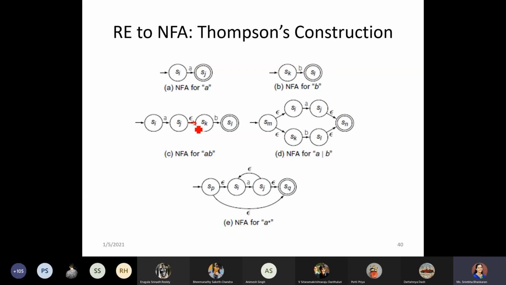Okay. Coming to A or B. So when you say A or B, this is the representation for Thompson's construction.